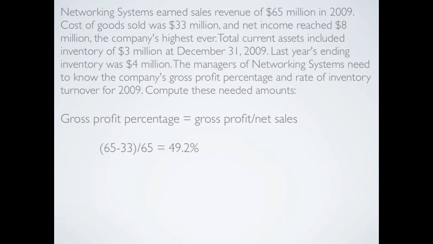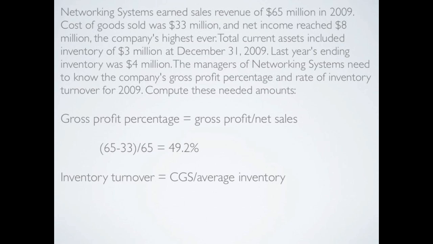Now let's take a look at inventory turnover. Remember, inventory turnover is your cost of goods sold divided by your average inventory. We already know cost of goods sold. We've looked at that earlier. It's $33 million. But now we need average inventory. Remember the formula for average inventory is your beginning inventory plus your ending inventory divided by 2.